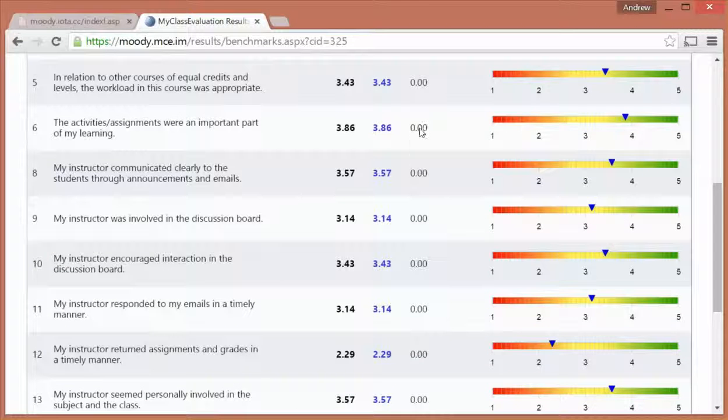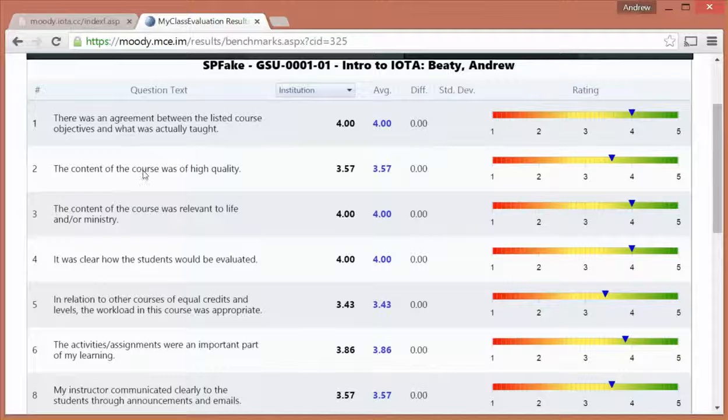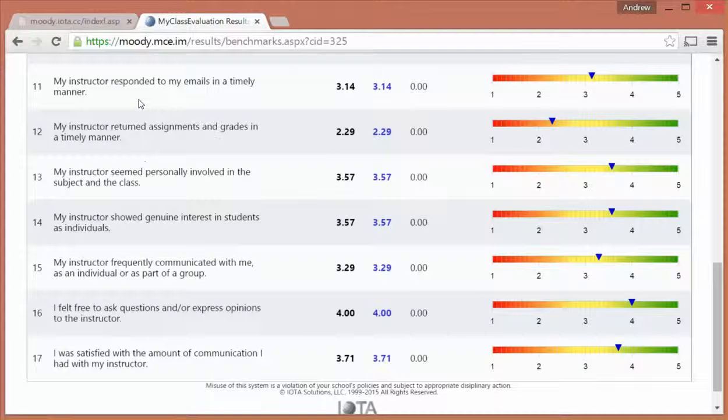The first 6 questions here address the issues with actual course design and how it was developed, and then the remaining 10 questions are specifically about how students view your interaction in the course and how that works out.